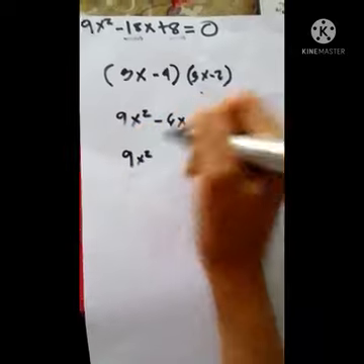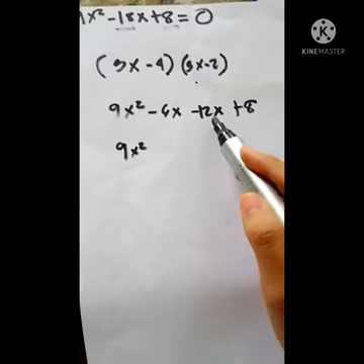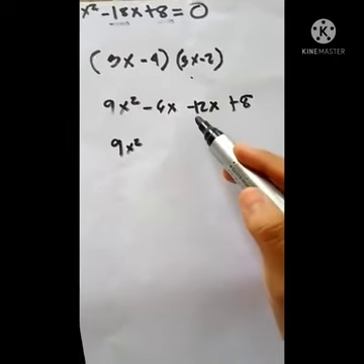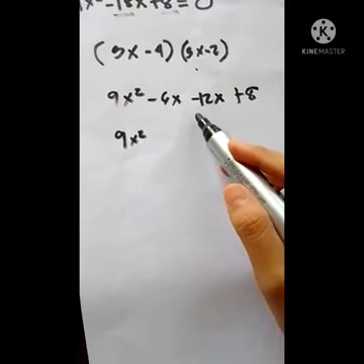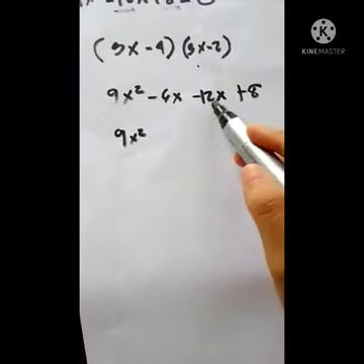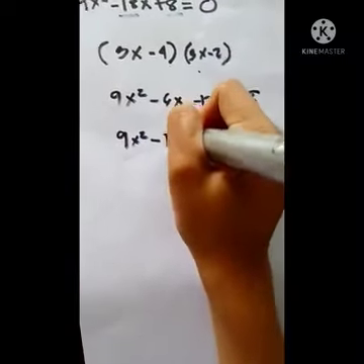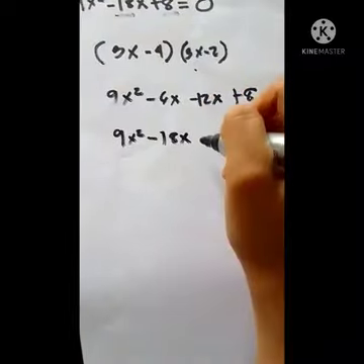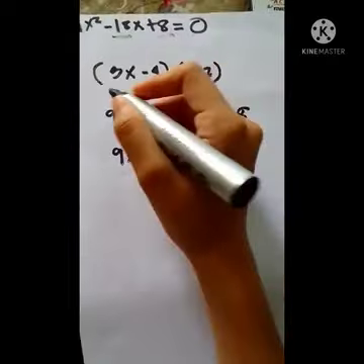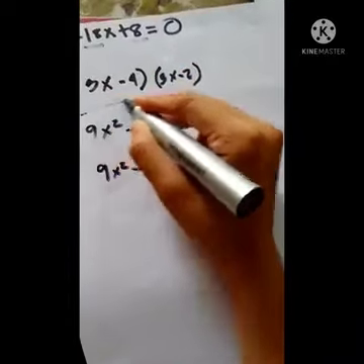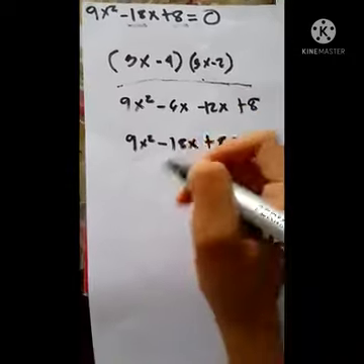9x squared, then negative 6x plus negative 12x. In the rule of integers, if the signs are the same, it will be addition. So negative 6x minus 12x is equal to negative 18x. Copy the sign, then positive 8 equals 0. So 3x minus 4 and 3x minus 2 are the factors of 9x squared minus 18x plus 8.